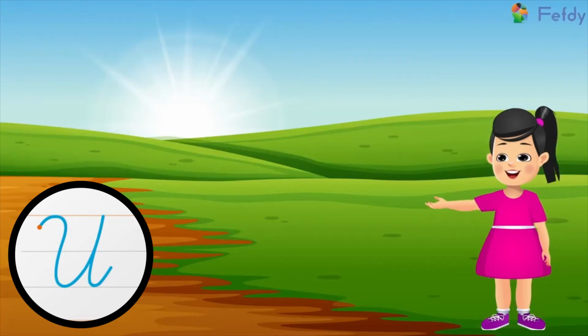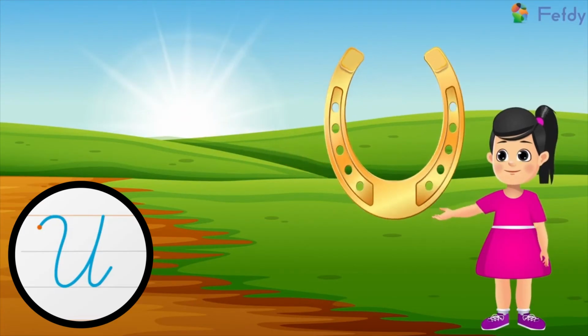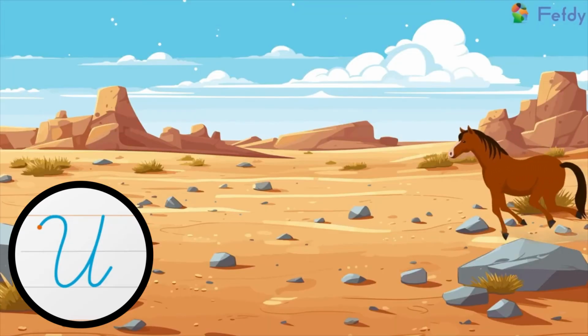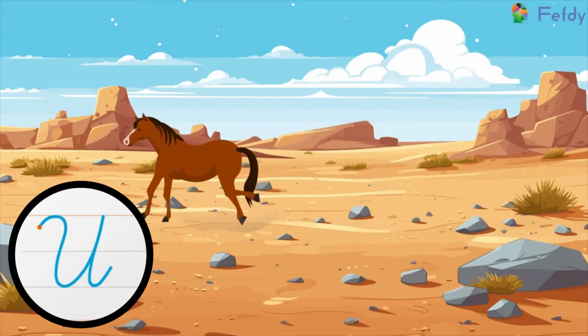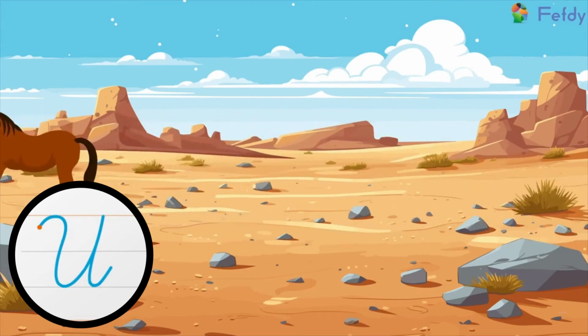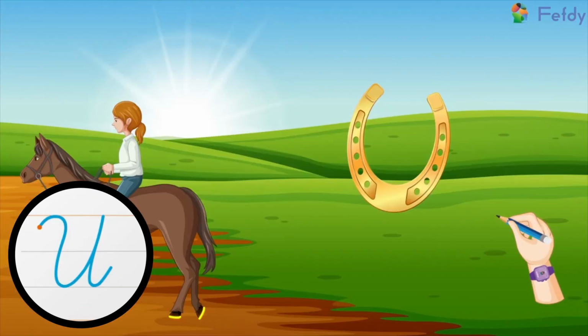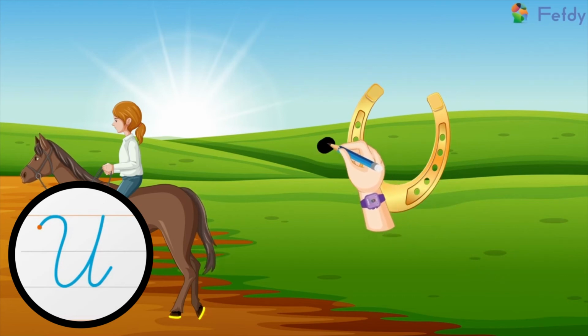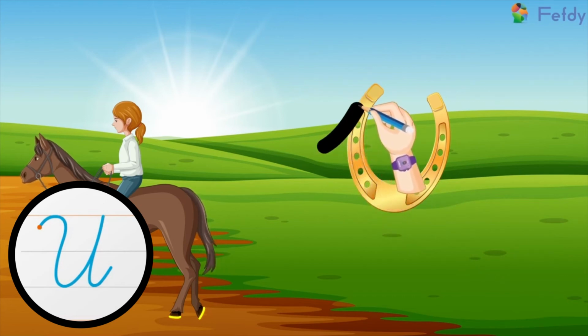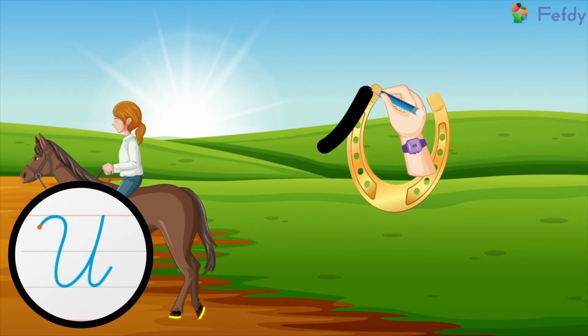Let's see how to write the letter U by looking at this. It is put onto the horse's hoof so that it protects the horse from any unnecessary objects. Come on, let's look at how to write the cursive capital letter U. We will start at a point that is close to the top left of the horseshoe. This is our starting point.